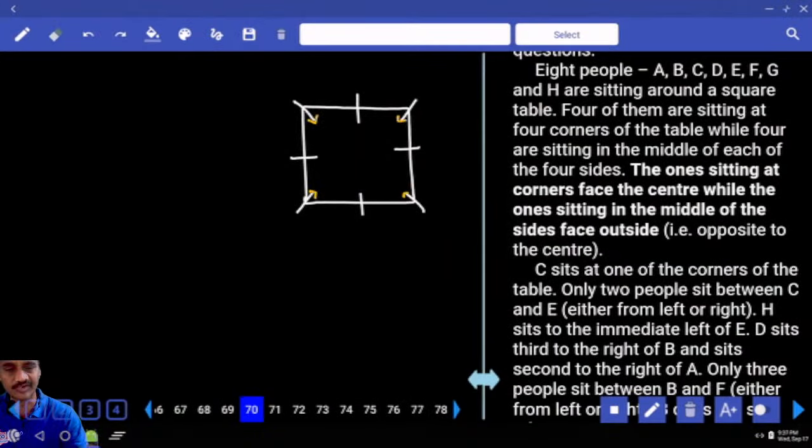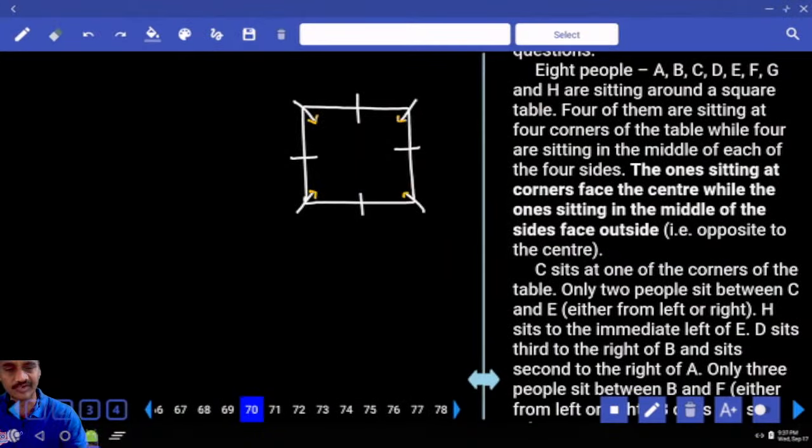H sits to the immediate left of E. Now, in this case, H is to the immediate left of E. Left hand side. E is away from the center. Left is left. Then, D sits second to the right of B. And where is this D? D sits second to the right of B and second to the right of E.